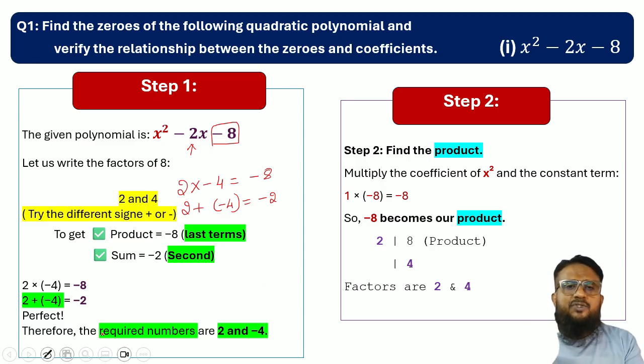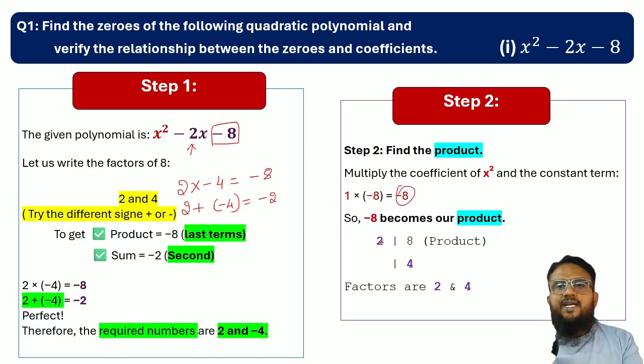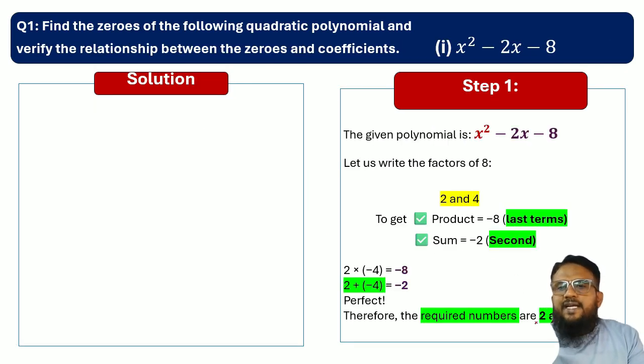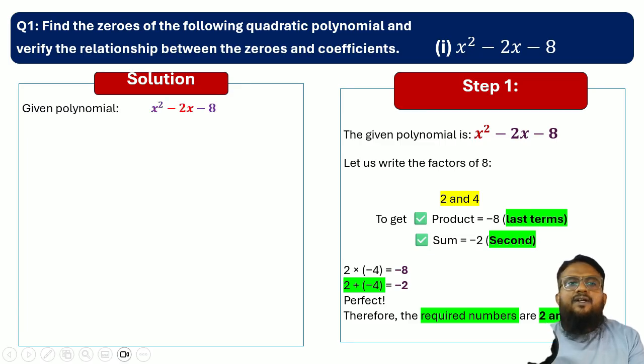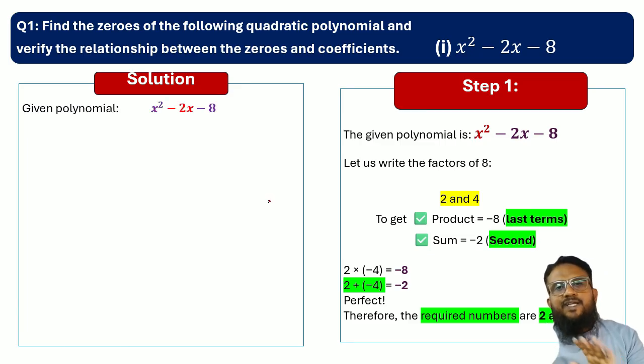Students, all steps are very important. The first one is finding the product, the second one is the factors of that product, and by using those factors, how do we get the last term and the middle term? The required numbers are 2 and minus 4. Very important, keep it in your mind, students. Once you have found the required numbers 2 and minus 4, half of the problem is solved.